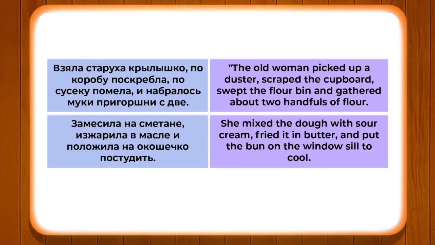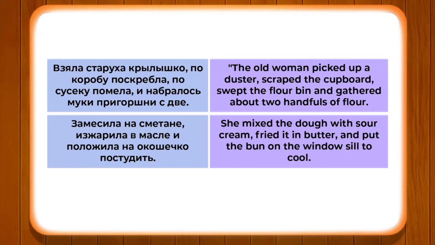The next sentence we have: взяла старуха крылышко, по коробу поскребла, по сусеку помела и набралась муки пригоршни с две. Взяла старуха крылышко, that means the old woman picked up a duster, it can be a leaf or a wing, крылышко, with which one can scratch the flour. По коробу поскребла, that means she scratched the cupboard. And по сусеку помела, that means she swept the bin as well to gather the flour.